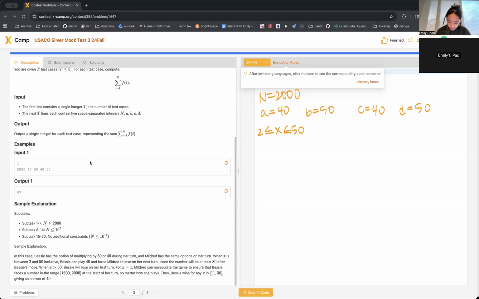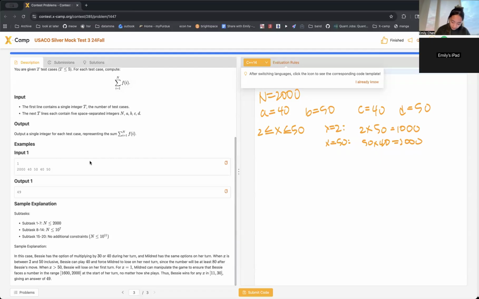So for example, if x equals 2, Bessie can multiply by 50, where 2 times 50 equals 1000. And as you can see, anything that Mildred does on her next turn would exceed 2000 and lose her the game. Now, if x was 50, Bessie could do 50 times 40 equals 2000. Now, if you notice, this does not actually exceed 2000. It is exactly equal to 2000. So Bessie does not yet lose the game and would force Mildred to lose on her next turn.